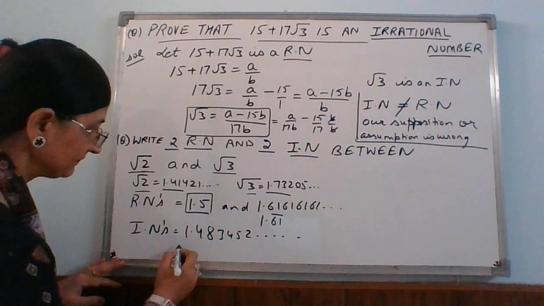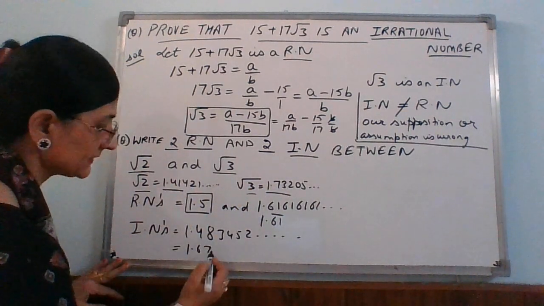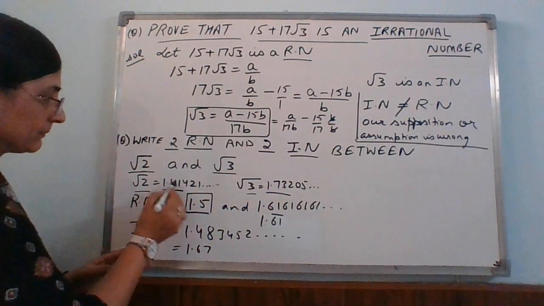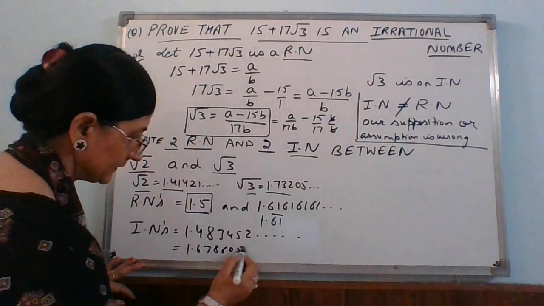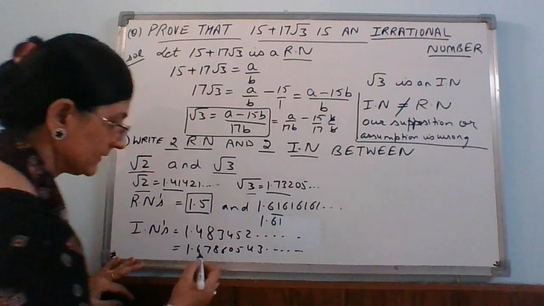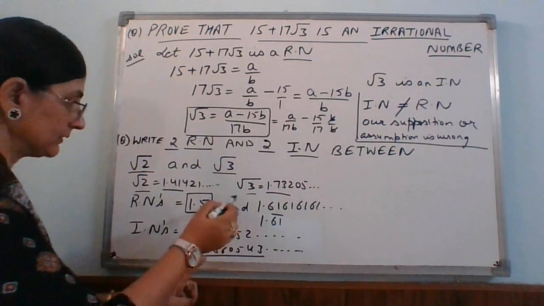सो आप एक और लिख लो 1.456, 1.67 भी लिख सकते हैं क्योंकि 1.7 से छोटा होना चाहिए, 1.4 से बड़ा होना चाहिए. सो 1.67860543, कुछ भी लिखते जाओ, बस वो सेम नहीं होना चाहिए क्योंकि वो रेकरिंग नहीं होना चाहिए. रेकरिंग हुआ तो इट विल बी रैशनल.